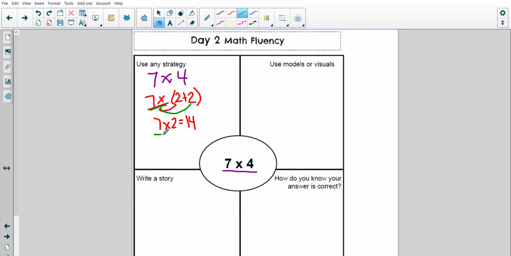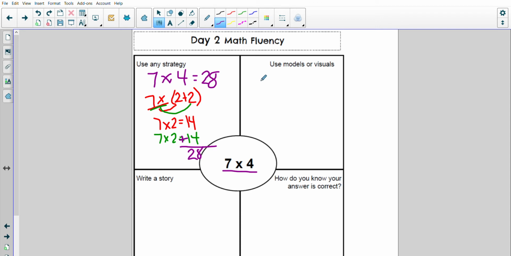Well, I'm also going to distribute it to the second 2 in this equation. So I have 7 times 2 again, also equaling 14. Now I take both of these and I'm going to add them up. 4 plus 4 is 8. 1 plus 1 is 2. Therefore, 7 times 4 equals 28.